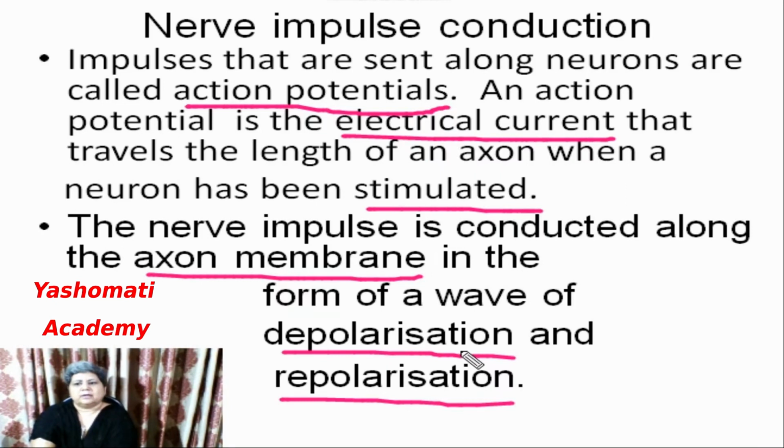Now let us try to understand how the neuron is stimulated and how the nerve impulse is conducted through depolarization, or what causes depolarization and how it gets repolarized. Stimulus may be received by the receptors. Now these receptors are of two types. They are called ligand gates, or they are called chemical gates.